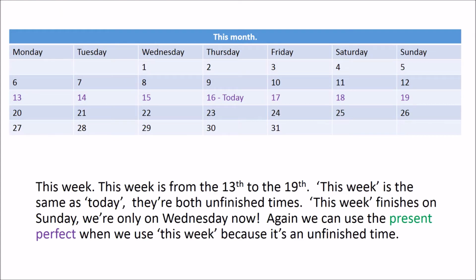This week is from the 13th to the 19th. This week is the same as today. They're both unfinished times. This week finishes on Sunday. We're only on Wednesday now. Again, we can use the present perfect when we use this week because it's an unfinished time.